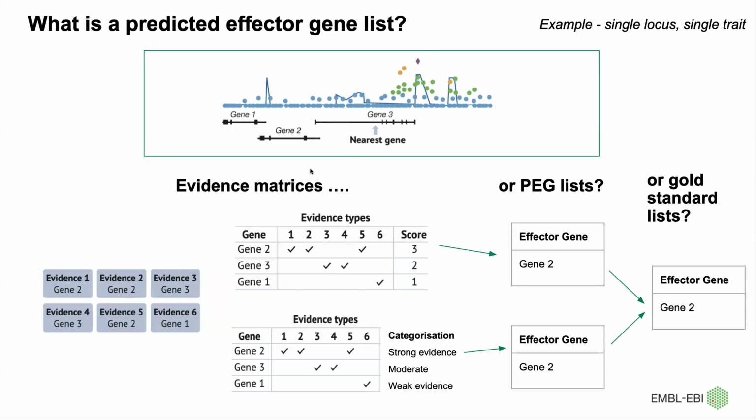Are we actually talking about evidence matrices? So that is the list of the genes with the matrix of all of the different evidence types combined into some kind of score or categorization. Are we considering just one evidence type as a list or a matrix? Or is in fact a list the selected top genes or thresholded genes for each locus? What is a gold standard list? Is it maybe the combination of different effector gene lists to arrive at the one that everyone agrees on? So these were things that came up, and we should continue to refine, I think, what we mean by these different terms.